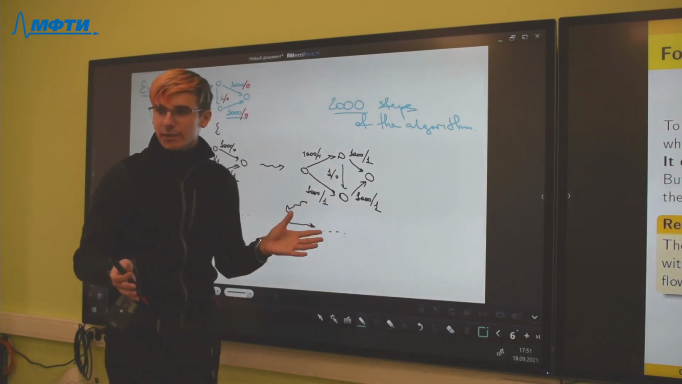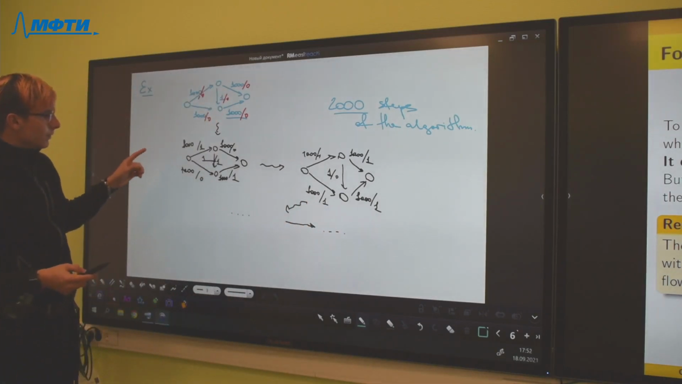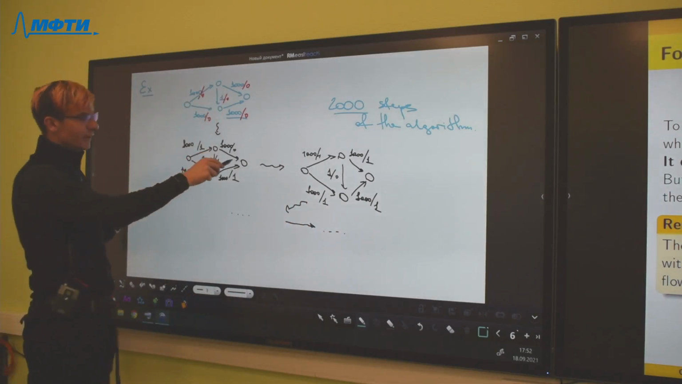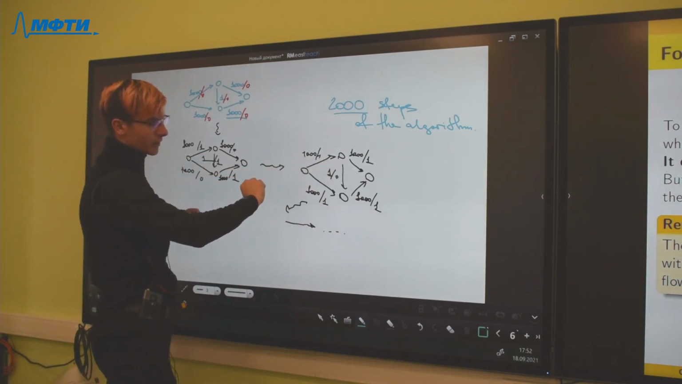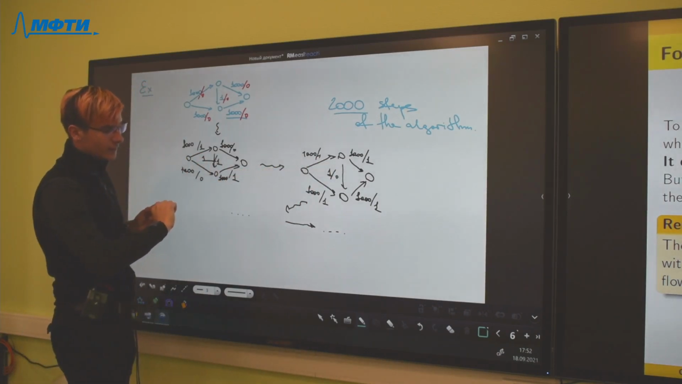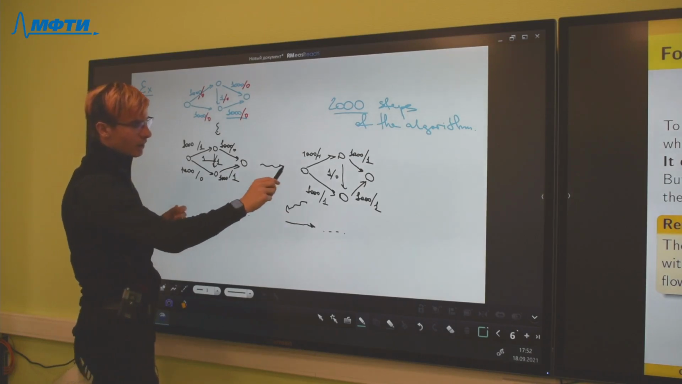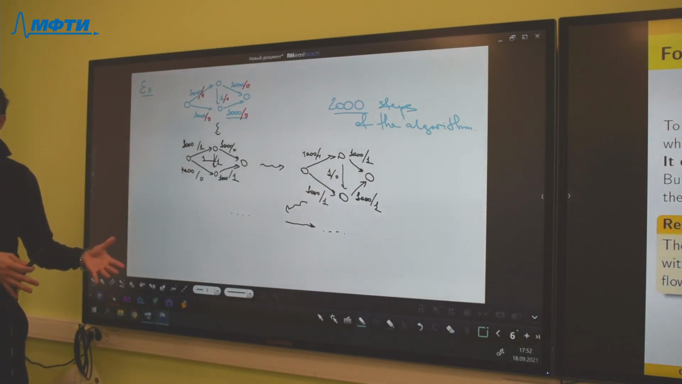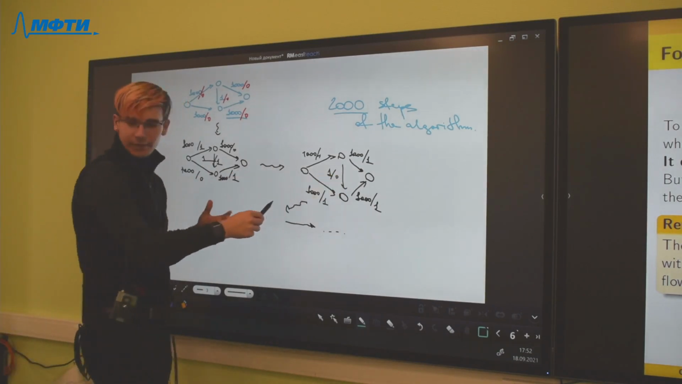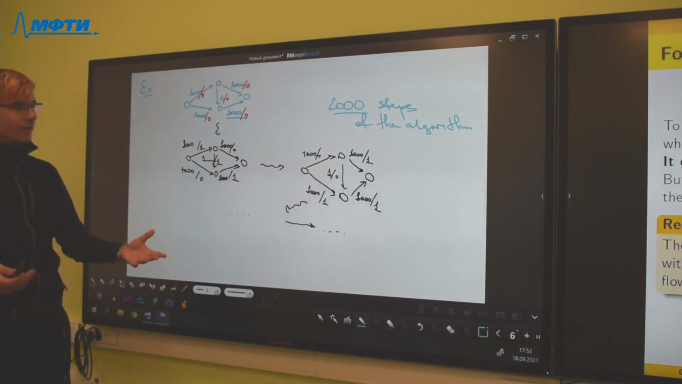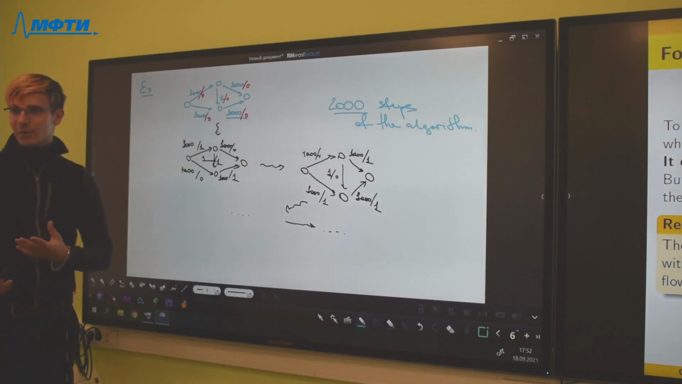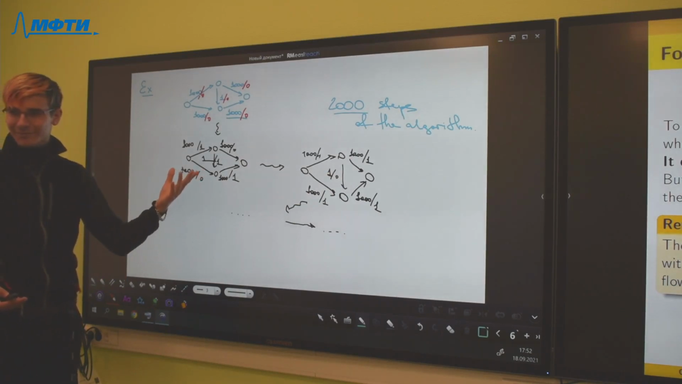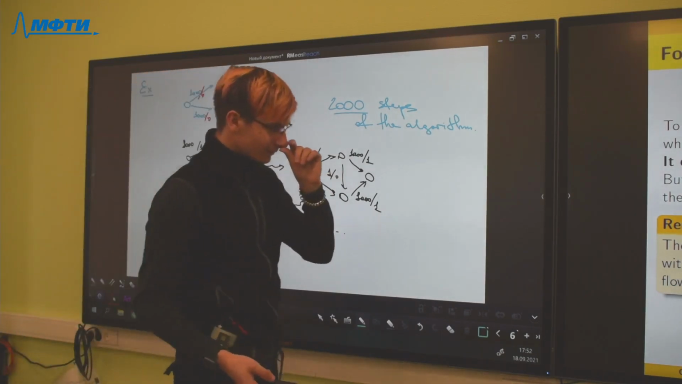Because we understand that if we find this augmenting path in the residual network, we increase our flow by 1000, then we increase by this path by 1000, and we have only 2 steps. It's better than 2000 steps, of course.